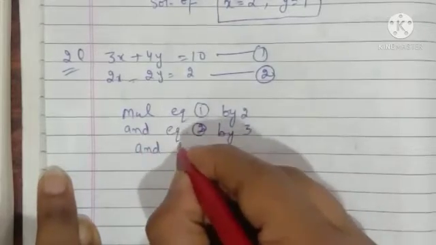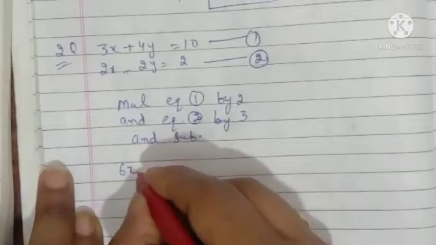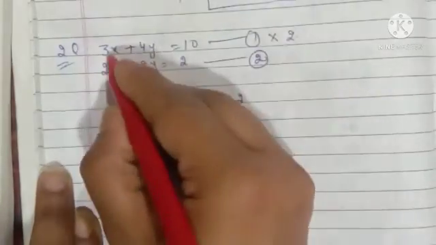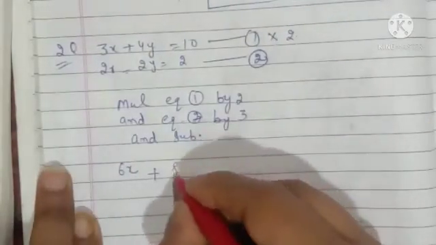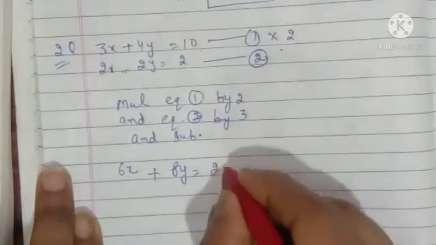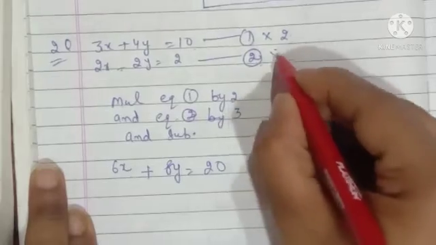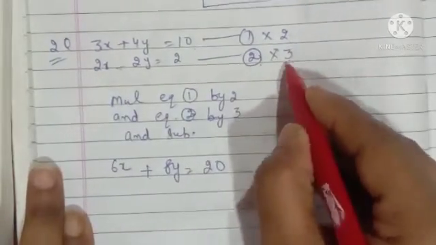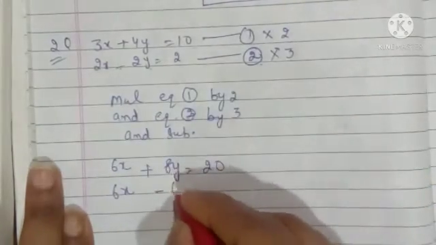and subtract both equations. I get 6x by multiplying equation number 1 with 2. 3 into 2 is 6x plus 4y into 2, that is 8y, equals 10 multiplied by 2, that is 20. Now I will multiply equation number 2 with 3. I get 2x into 3, that is 6x. 2y into 3, that is 6y.